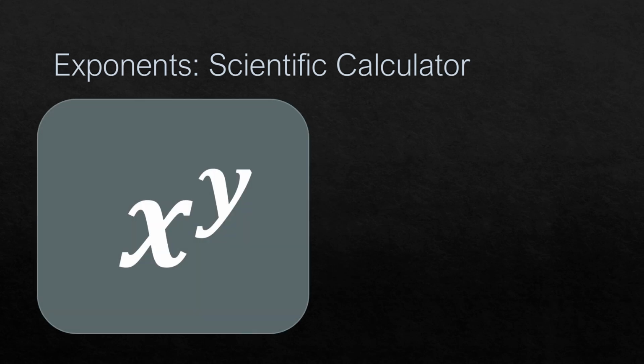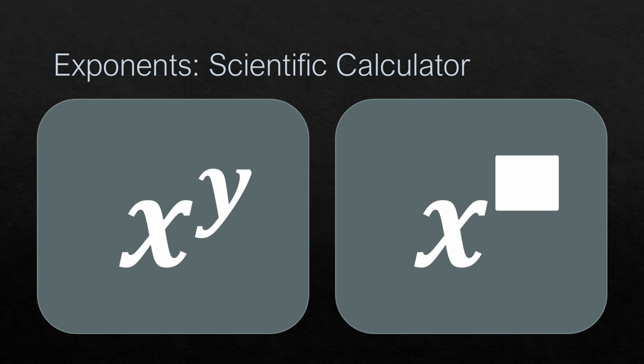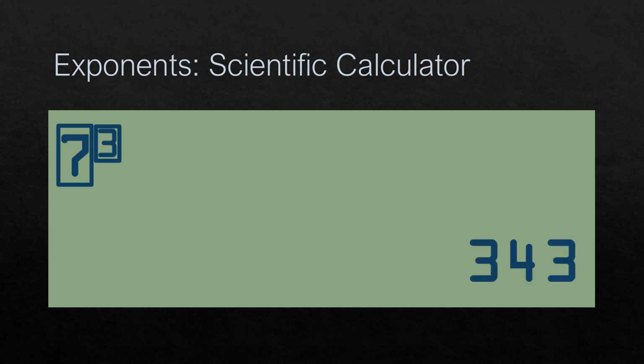When you want to do exponents on a scientific or graphing calculator, look for the x to the y button or x to the blank button. On your calculator, hit that button and it'll give you something that looks like this: a full-size square and a smaller superscripted square. Use the arrow keys to go inside each rectangle and fill in the number you want to have. Hit enter or equals and you'll get your answer.